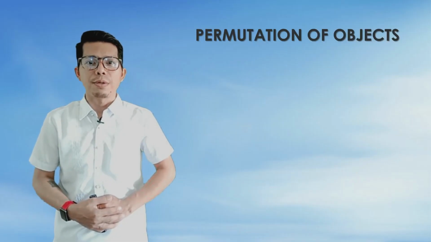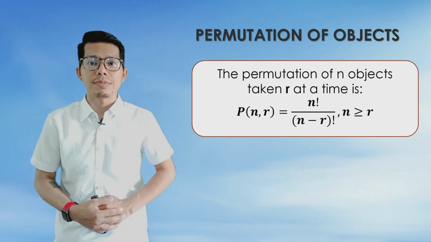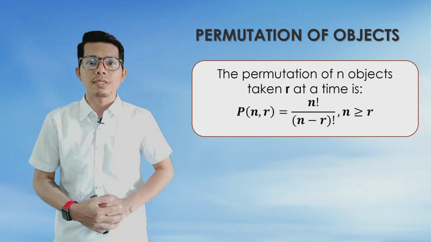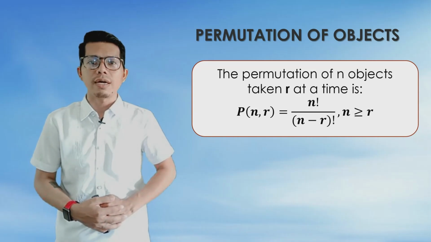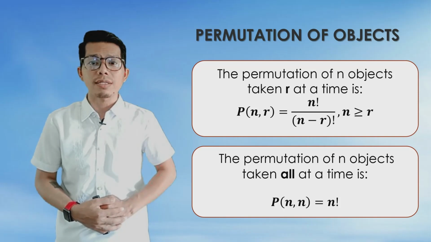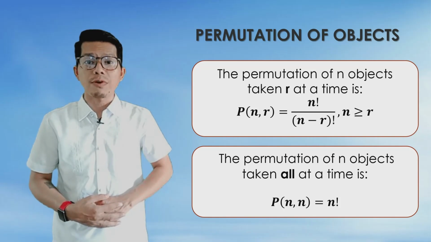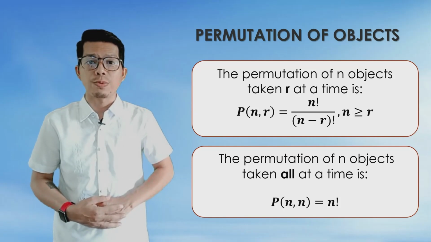Now, again, remember that the permutation of n objects taken r at a time is equal to n factorial over the quantity n minus r factorial, given that n is greater than or equal to r. And if n is just equal to r, then the permutation of n objects taken n at a time is equal to n factorial. Again, the second formula is used if n is equal to r.